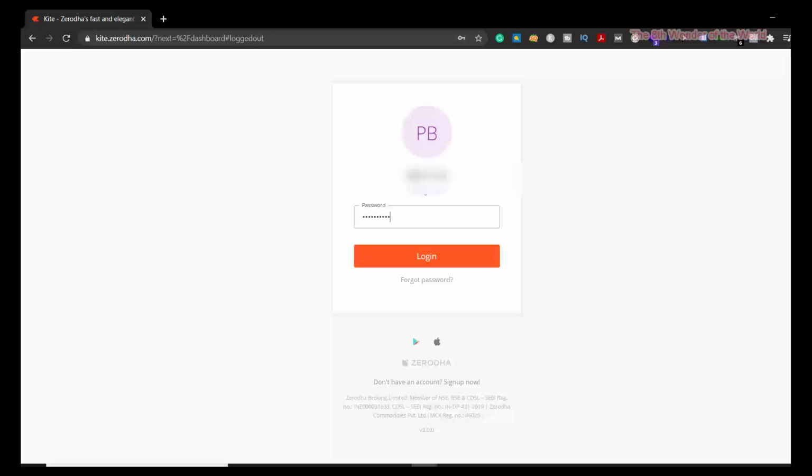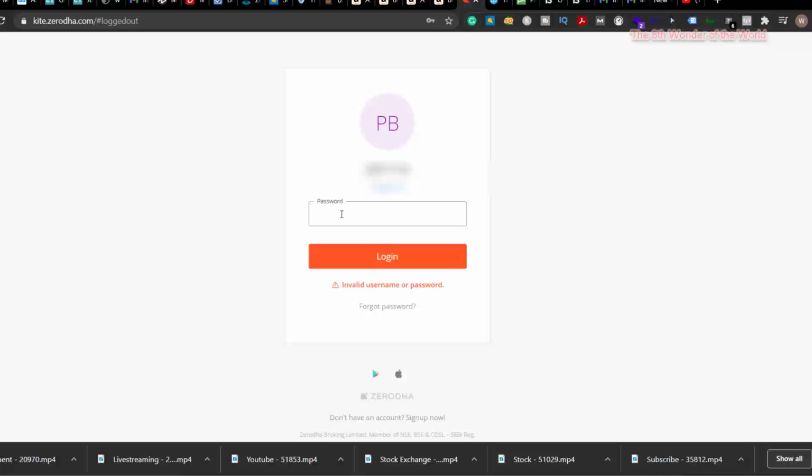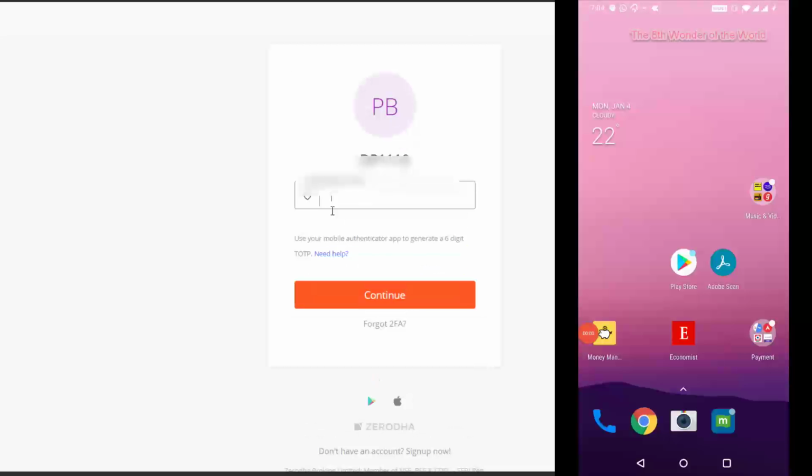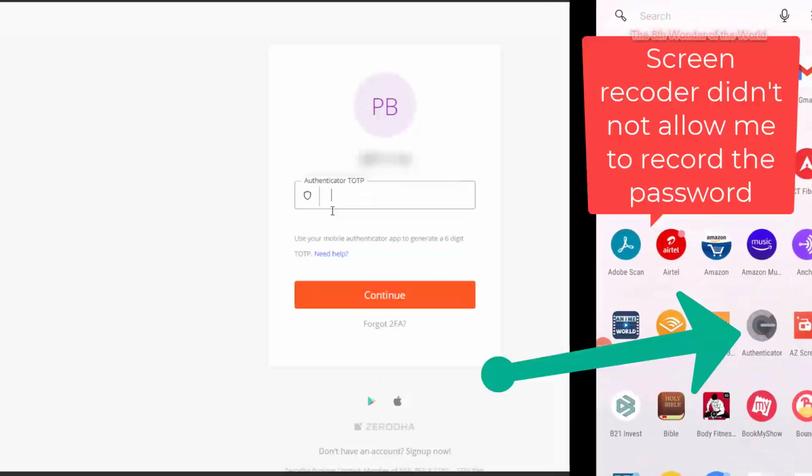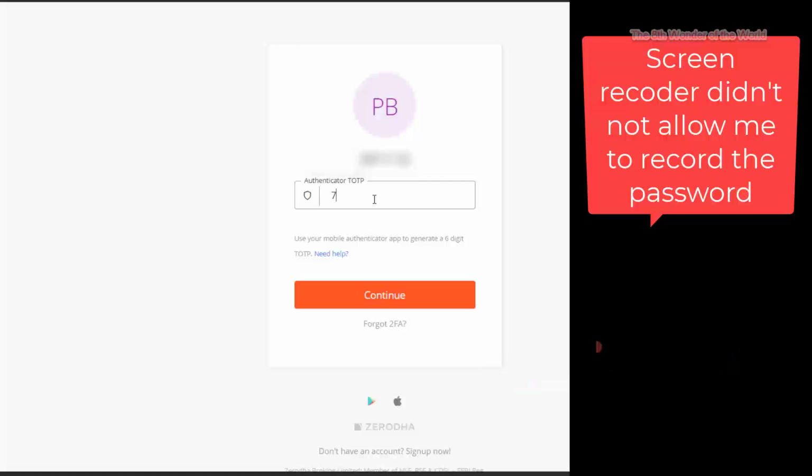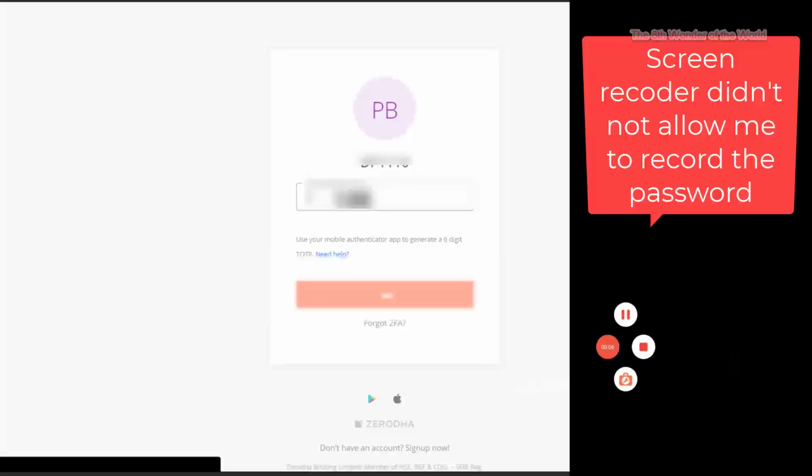Heading over to the Zerodha Kite platform, pay close attention. The login process: enter your user ID and password. In my account, I have enabled a secret 6-digit PIN for two-factor authentication, which you need not bother with for now. You would see this page.